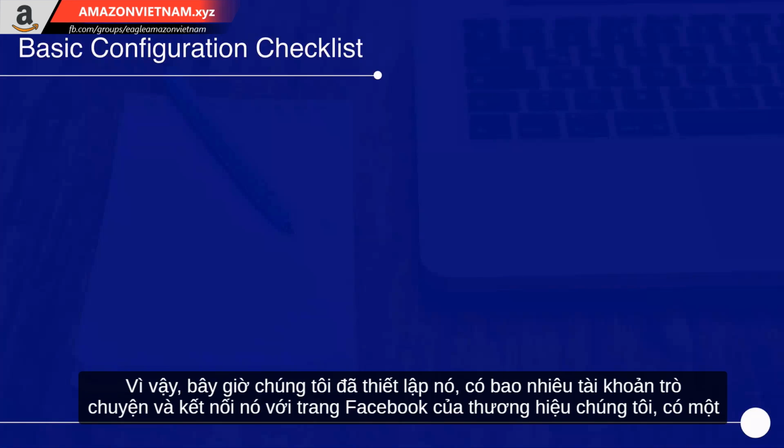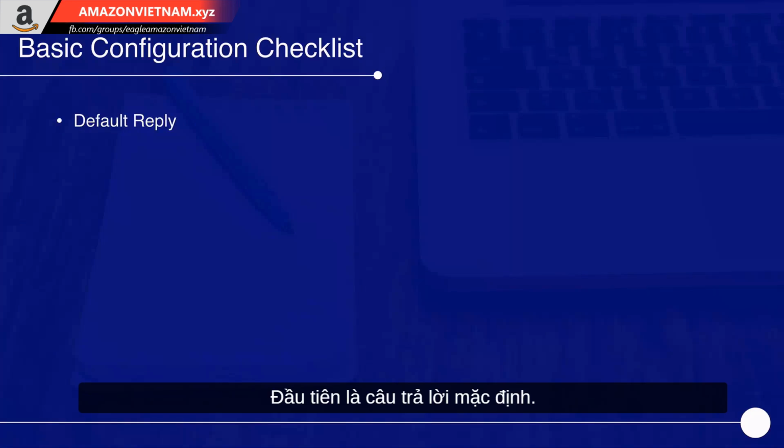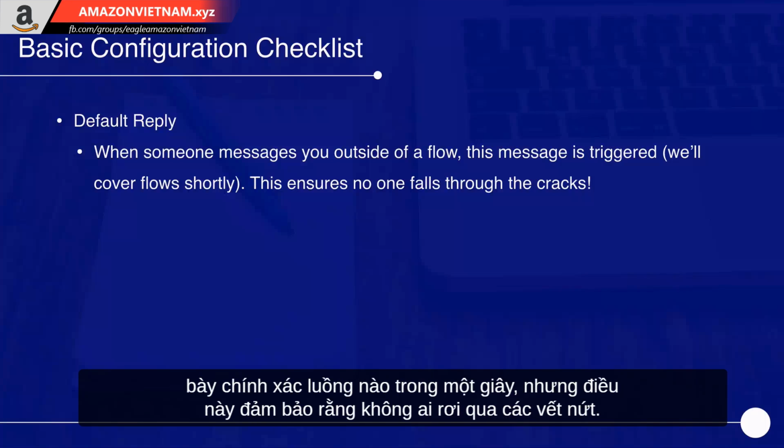So now that we've set up our Manychat account and connected it to our brand's Facebook page, there are some basic configurations that we want to set up within Manychat to ensure that our customers have a really good experience. The first one is the default reply. This is triggered when someone messages you outside of a standard flow, and we'll cover exactly what flows are in a second, but this ensures that no one falls through the cracks.